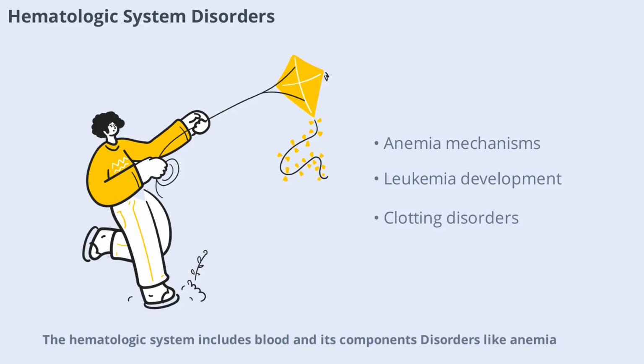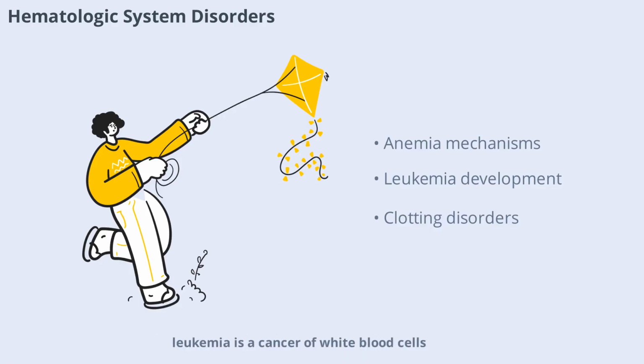The hematologic system includes blood and its components. Disorders like anemia, leukemia, and clotting disorders arise from pathophysiological changes in blood cells or clotting factors. Anemia involves a deficiency of red blood cells, leukemia is a cancer of white blood cells, and clotting disorders affect the blood's ability to stop bleeding. Understanding these mechanisms is vital for diagnosis and treatment.